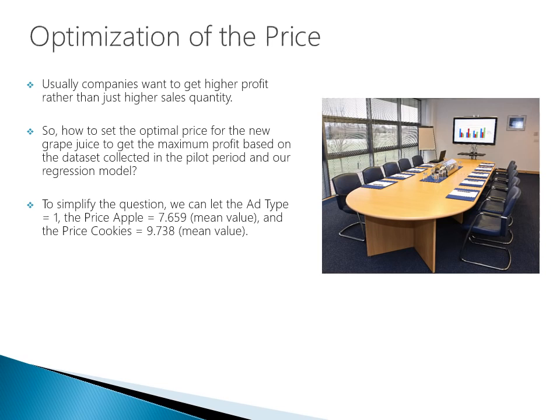To simplify this question, which can be a very complicated question, I want to impose some parameters and some constraints to the model. In this case, we're only going to look at ad type of 1, and we're going to assume that the price of apple is going to be 7.66, which is the mean value. The price of cookies is going to be 9.74, which is the mean value.